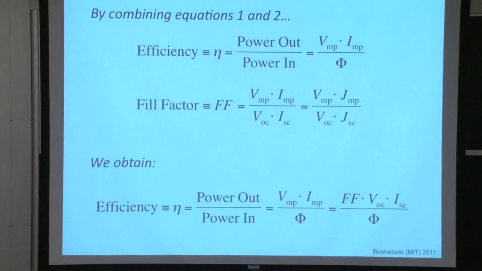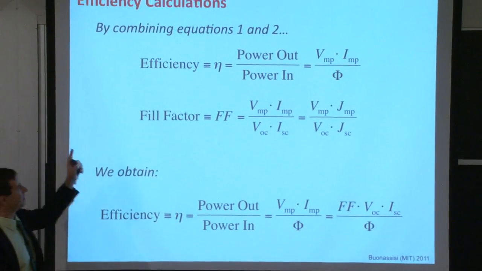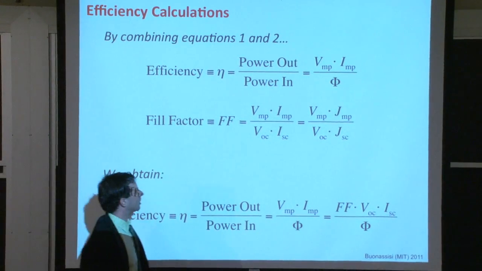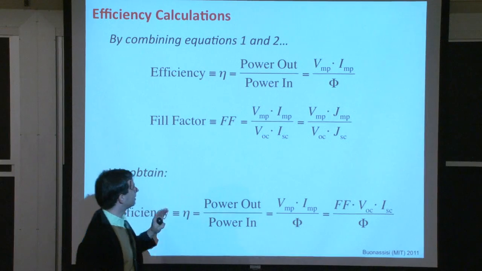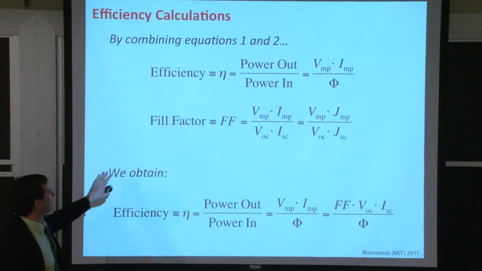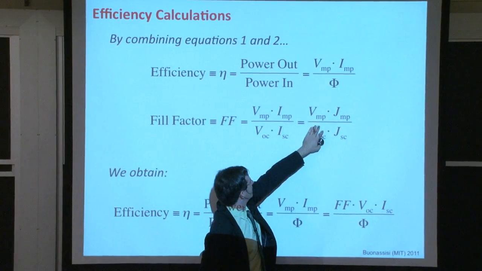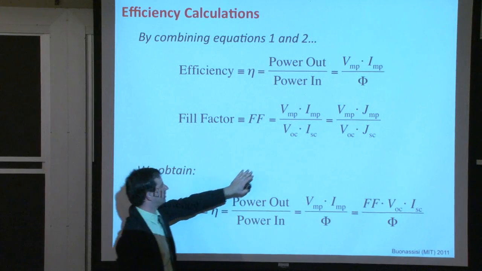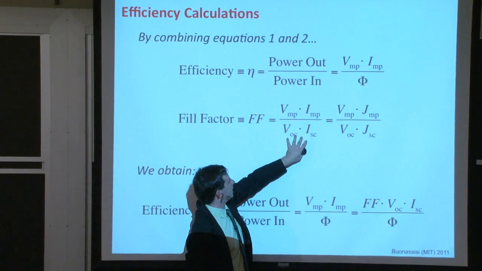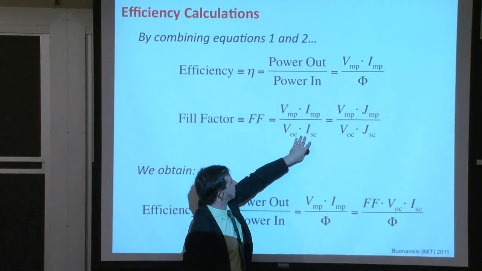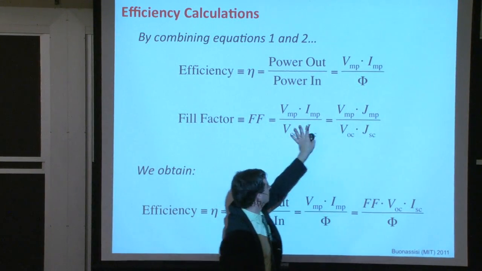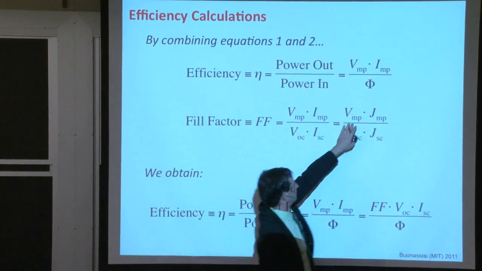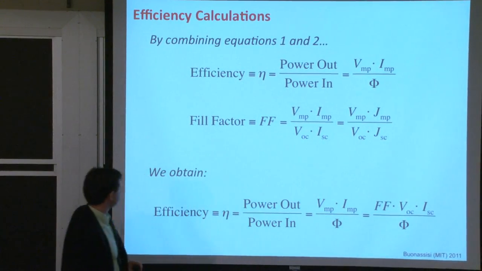Okay, so we have defined efficiency as power out divided by power in. Power out being the current voltage product at the maximum power point divided by the solar insolation. Fill factor being defined as the ratio of the Vmp Imp product divided by the VOC Isc product. Notice that here I've written this in terms of total current, here in terms of current density. The areas essentially just cancel out because you have an area in the numerator and denominator. They cancel. These ratios should be identical.